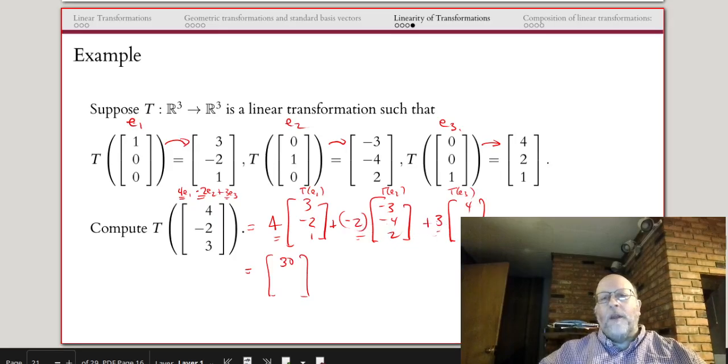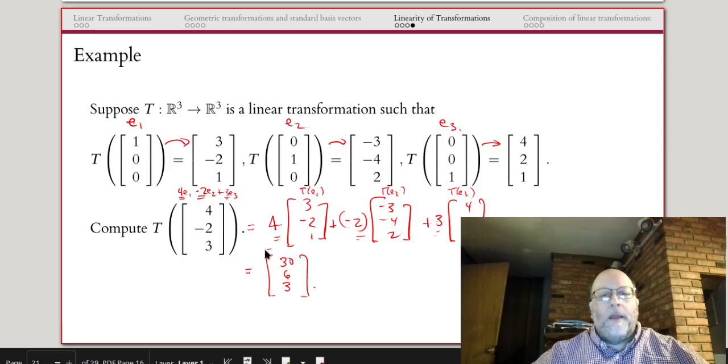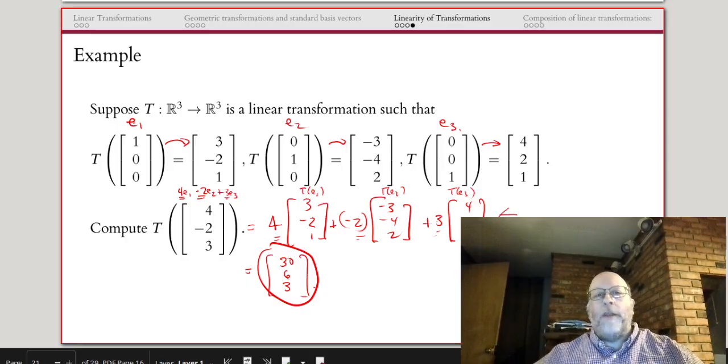The second row, we get negative 8, positive 8. Those cancel. 3 times 2 is 6. In the bottom row, we get 4 and negative 4. Again, those cancel. And 3 times 1 is 3. So this very natural and obvious thing we did on this line works for all linear transformations. And once I know what happens to E1, E2, E3, I can then apply this to any other vector and get the result that I want.